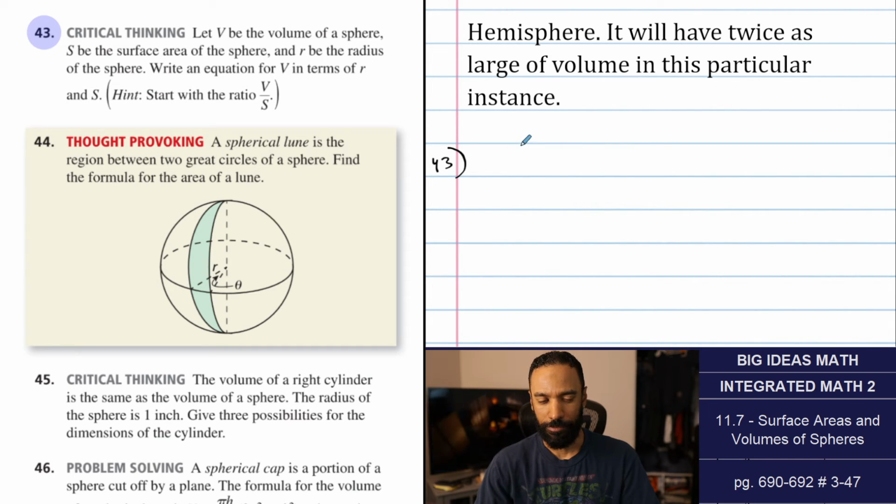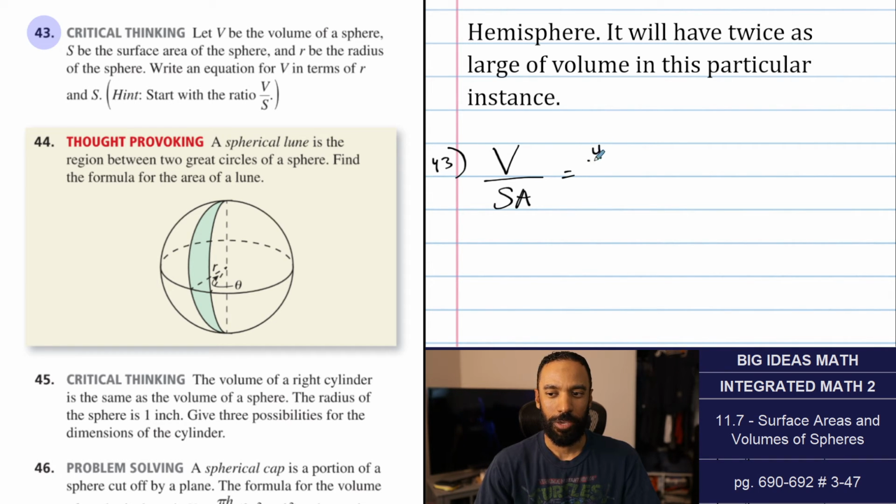Write the equation for V. Okay, start with V over S. So V over S, and I like to write SA just because I can do that. So volume, oh, I get it, because you have a cubed part on top and a squared part on bottom, and you'll have R in it.